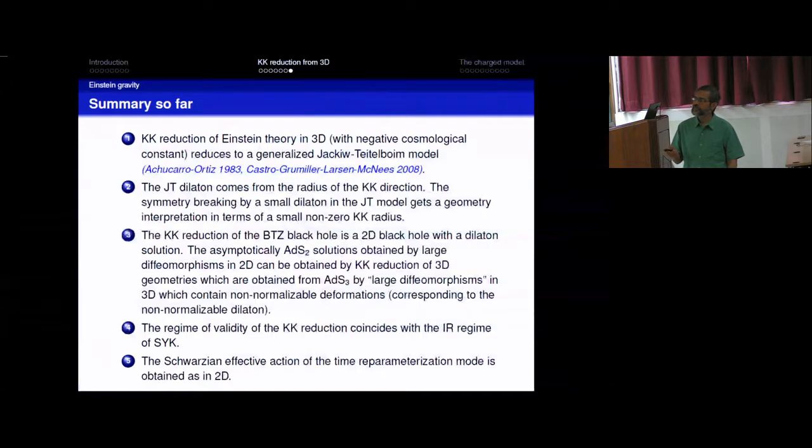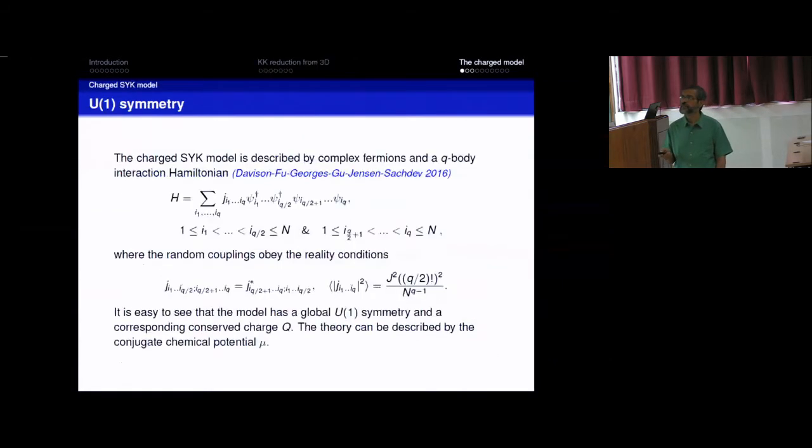This is something that I have just mentioned, that the asymptotic two-dimensional Virasoro transformations can be captured by large diffeomorphisms in AdS3, and the metric solutions show non-normalizable deformations corresponding to the non-normalizable dilaton. The regime of validity of the Kaluza-Klein reduction coincides with the IR regime, and the Schwarzian effective action of the time reparametrization comes out.